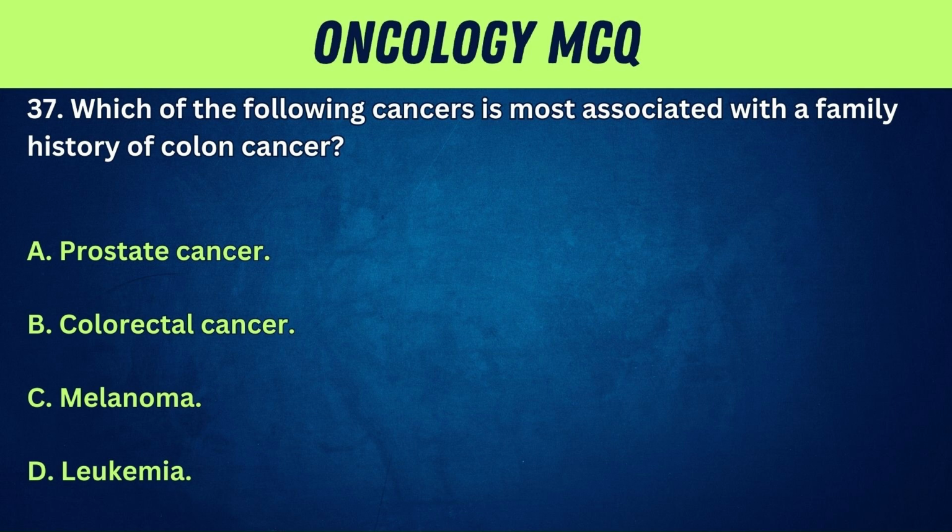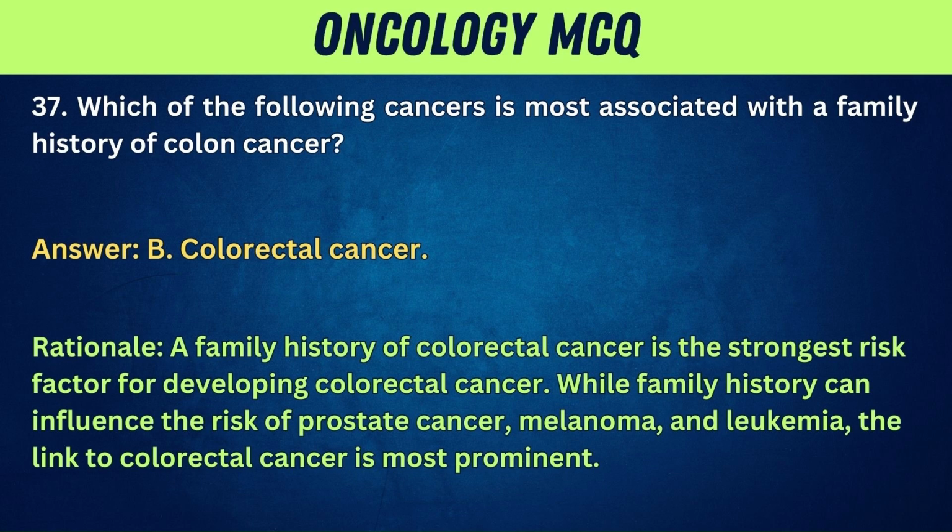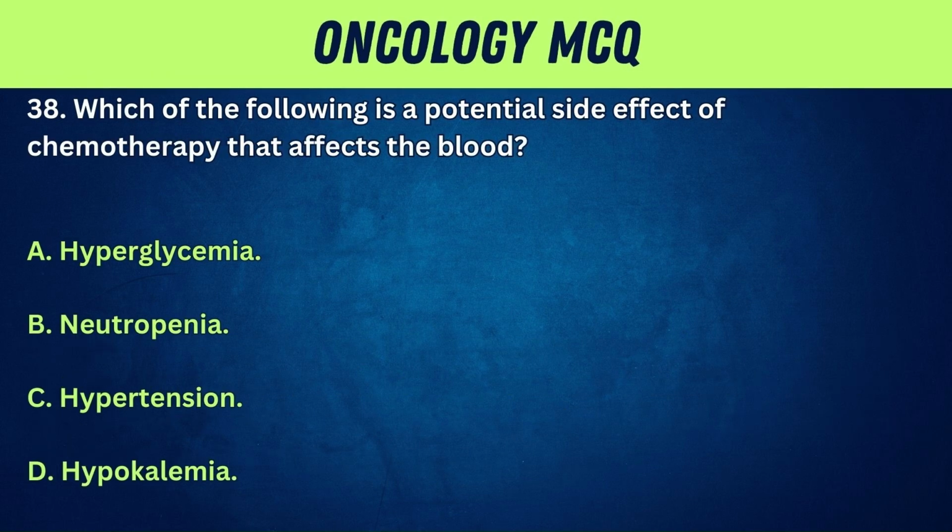A. Prostate cancer. B. Colorectal cancer. C. Melanoma. D. Leukemia. Answer: B. Colorectal cancer. Rationale: a family history of colorectal cancer is the strongest risk factor for developing colorectal cancer. While family history can influence the risk of prostate cancer, melanoma, and leukemia, the link to colorectal cancer is most prominent.